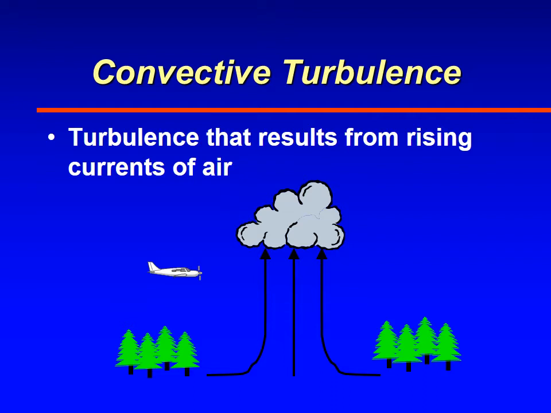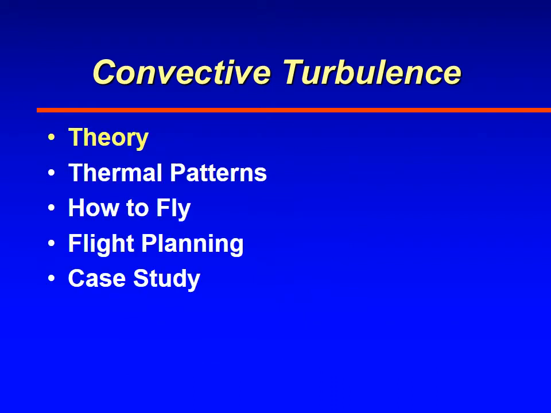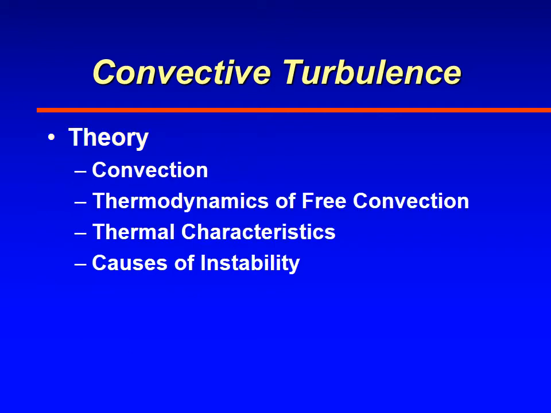the atmosphere. So we're going to start out with a little bit of theory about how heat is transferred through the atmosphere, and then we'll work our way into how to identify that while you fly and how to flight plan for that. So starting out with the theory, we'll do the theory of convection. What exactly is convection? We'll talk about free convection, and then we'll look at thermal characteristics and also the causes of instability. So first, let's look at convection.